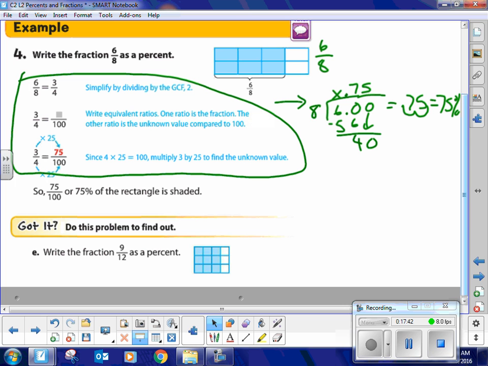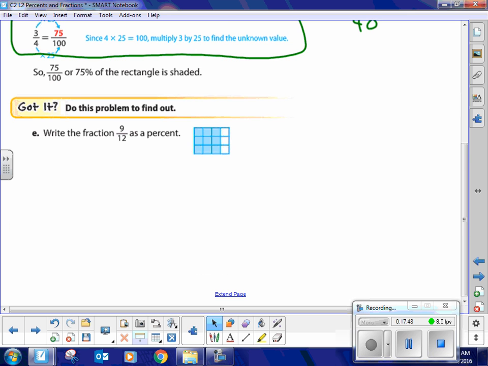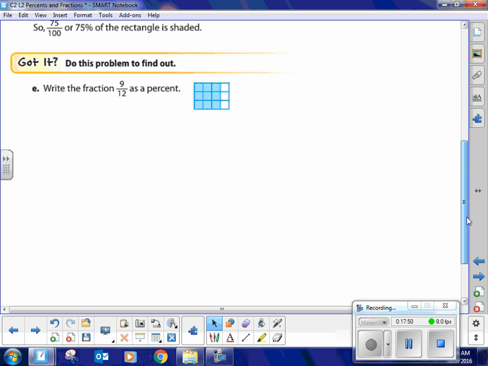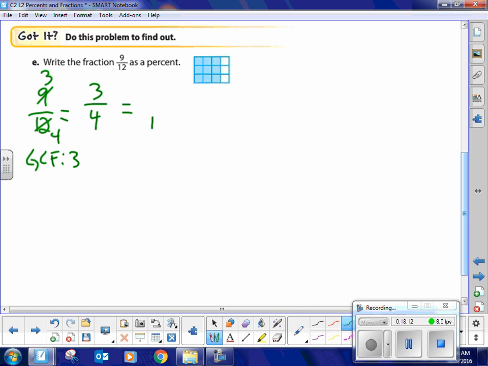All right, so they want us to write the fraction 9/12 as a percent. I will go ahead and do it both ways for you, okay? But the best way for me is to just do the division and turn that decimal into a percent. All right, so you got 9/12. I'm going to pull out the GCF. The GCF between 9 and 12 is 3, so I'm going to divide each of these by 3. It's going to be 3/4. Now I'm going to get this to look like 100.